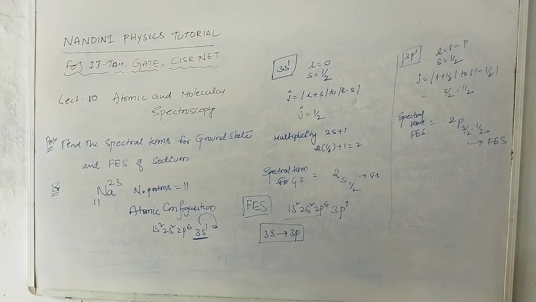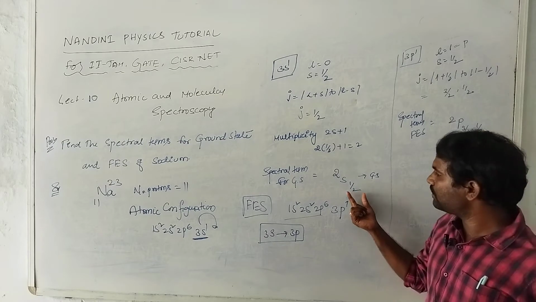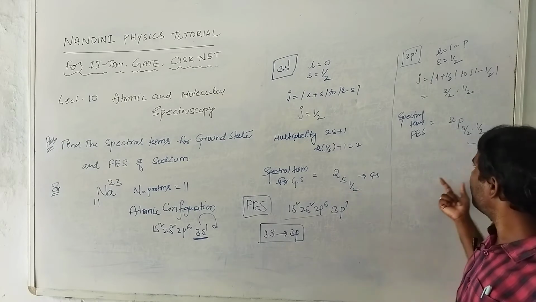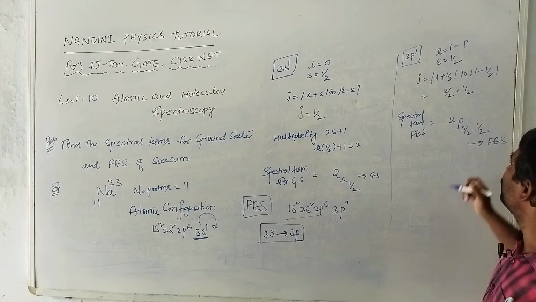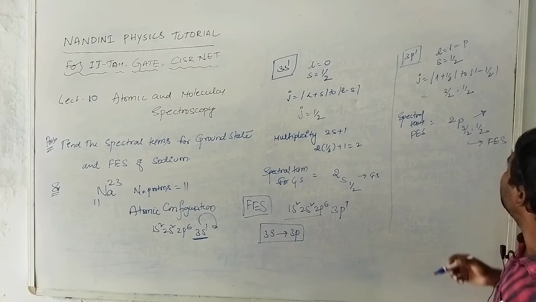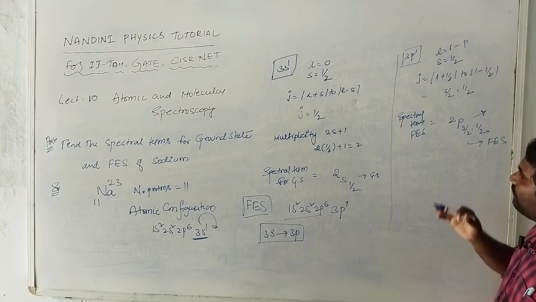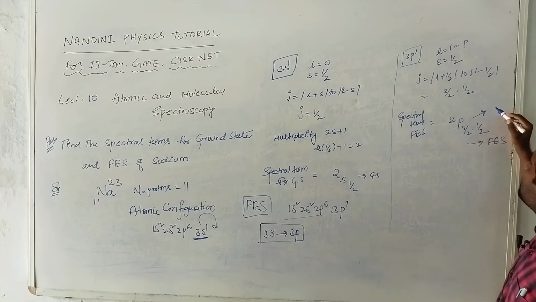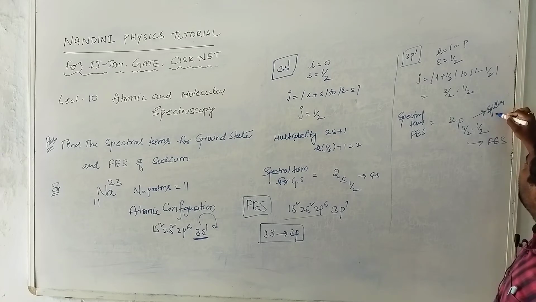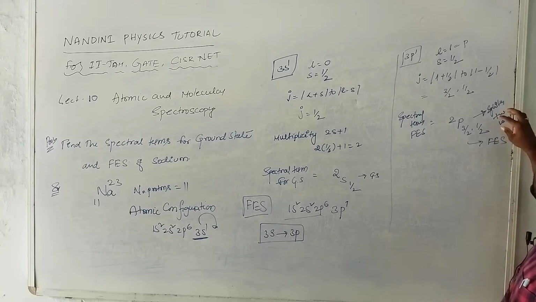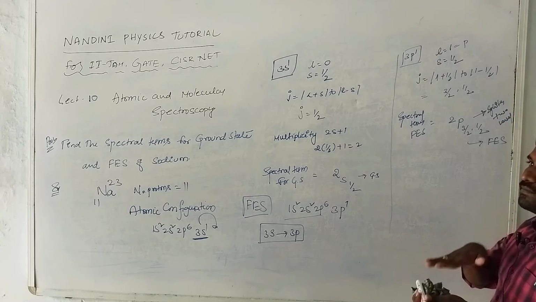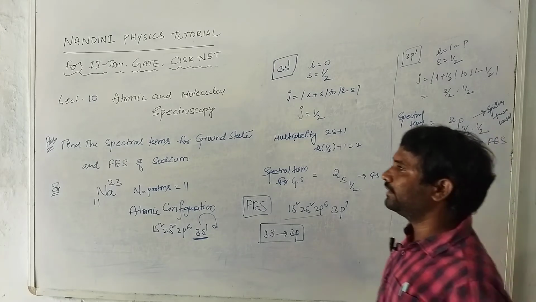So simply note, we will get the ground state spectral term as 2S 1/2 and the first excited state as 2P 3/2 to 1/2. So in the first excited state the sodium atom starts splitting. In the first excited state it splits into 2 levels, okay. So this is called, for the first excited state, the sodium atom starts splitting.